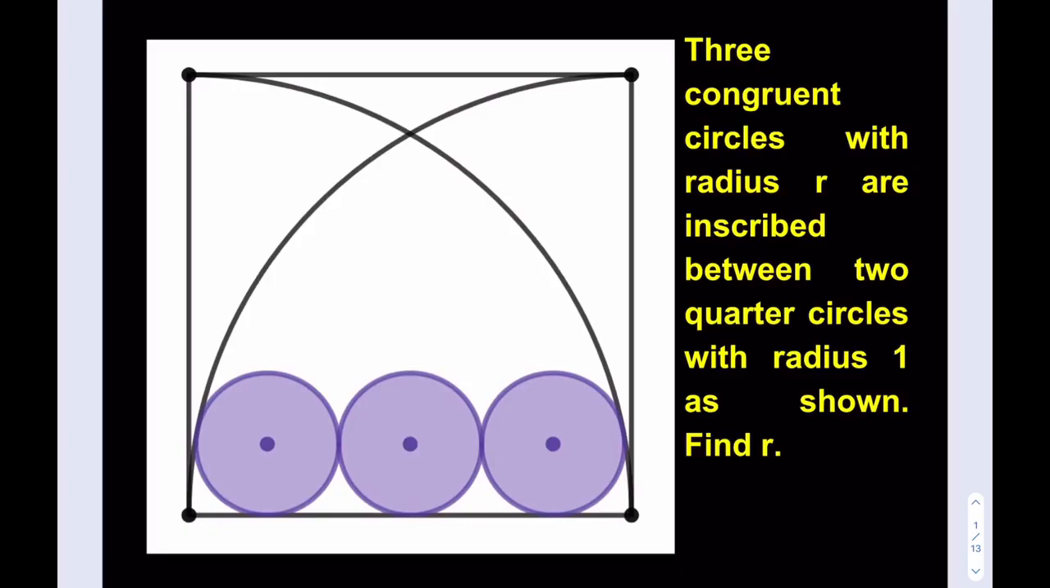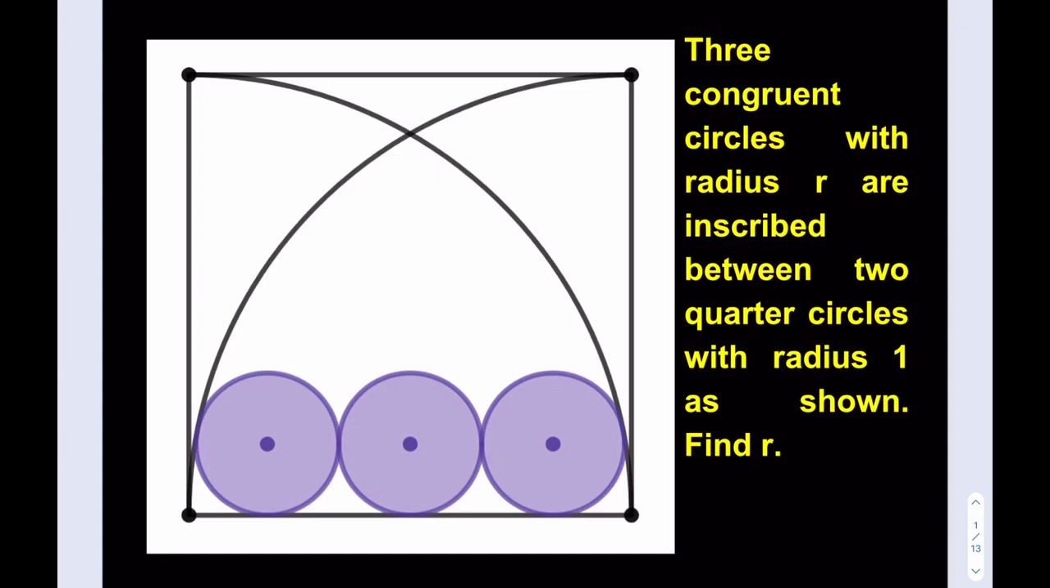Alright, so last time we had two circles that were stacked up inside, and this time we have three, and they're kind of horizontally situated. So at this point, you may just want to pause the video and try this problem yourself first. Okay, let's get started. Now we do have three circles that are congruent, okay? And their radius is r. We're going to find r.